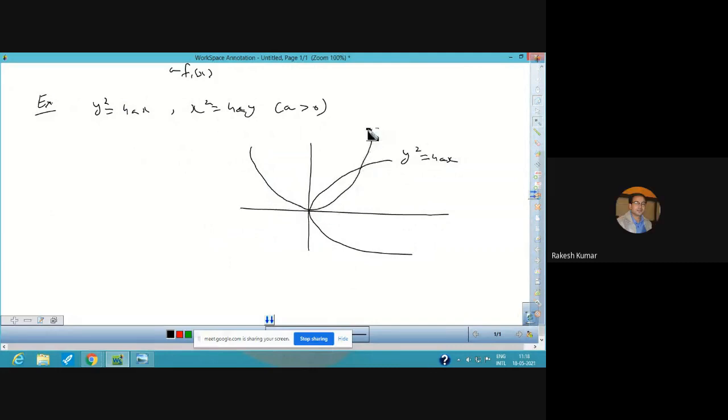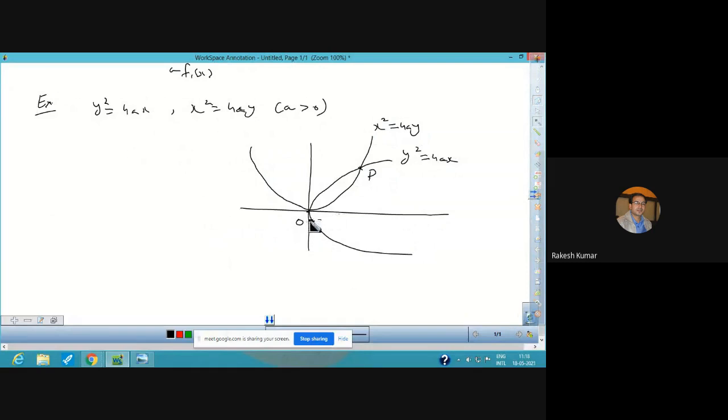This is your upward parabola, and these are the points of intersection of the two parabolas. This is named the origin point O, and this is named point P. So we have to find the coordinates of O and P. O is clearly the origin, and the coordinates will be (0, 0).